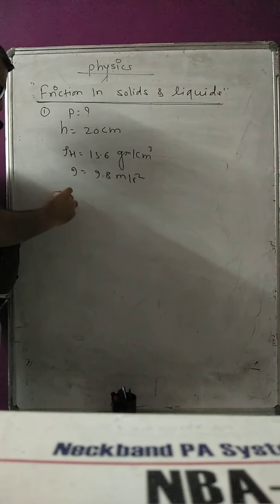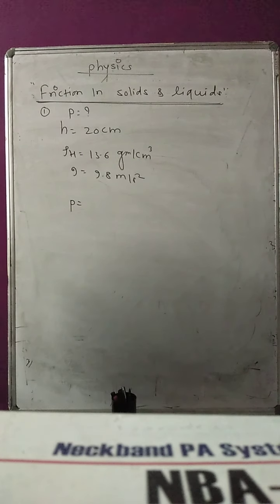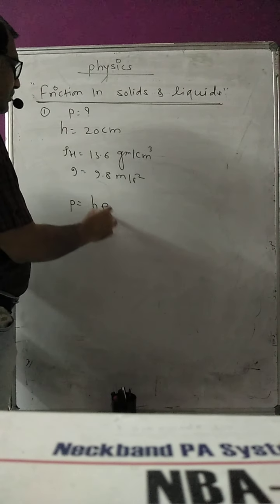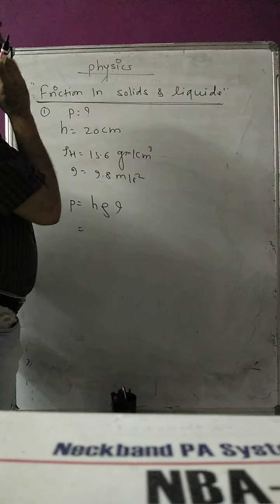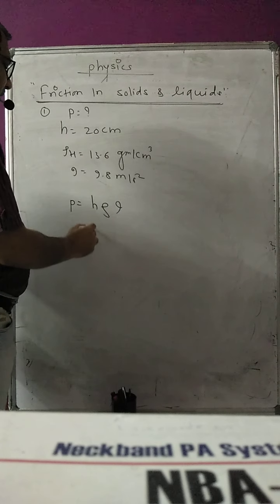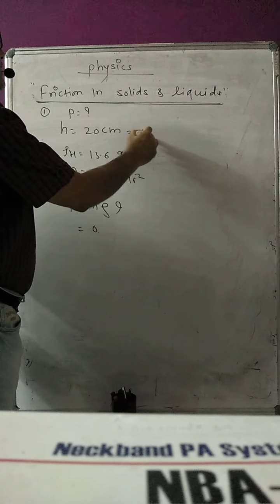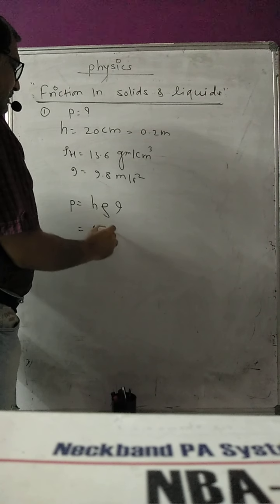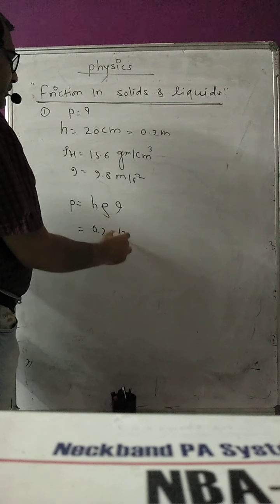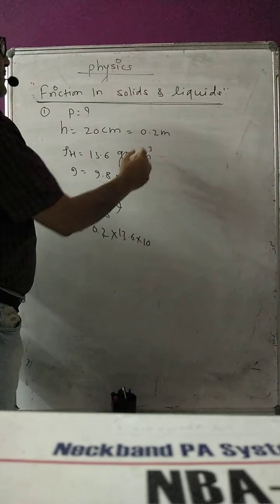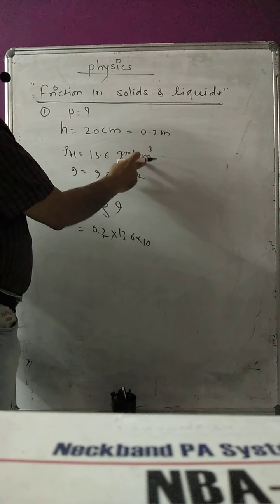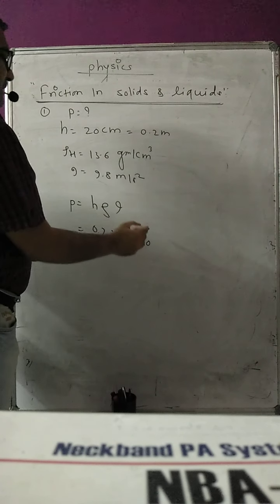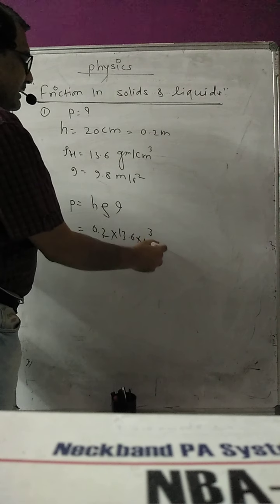You know pressure due to height, that formula is P equals h rho g. Here this is in meter and this is in centimeter, so do everything in meter. 20 centimeter means 0.2 meter, because 20 divided by 100 is 0.2 meter. Then density rho is 13.6 into 10 raised to minus 3 (gram to kilogram) and 10 raised to plus 6 (per centimeter cube to per meter cube), so minus 3 plus 6 gives 10 raised to plus 3. And g is 9.8.